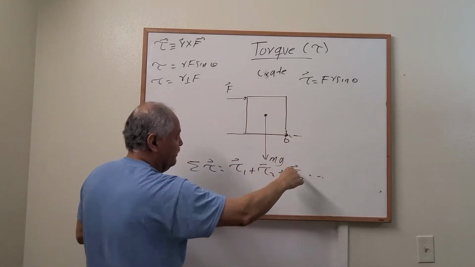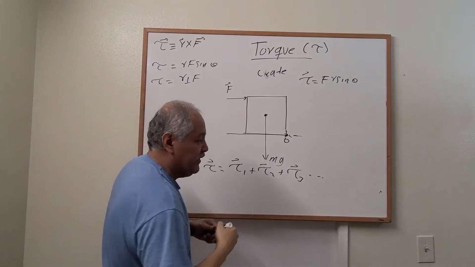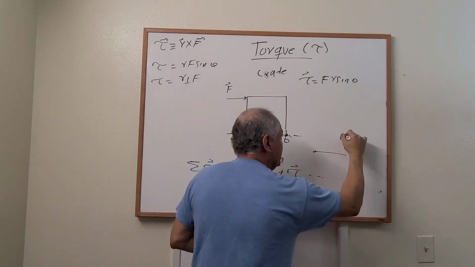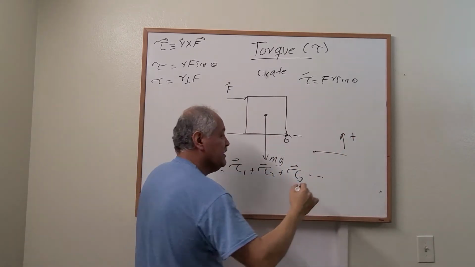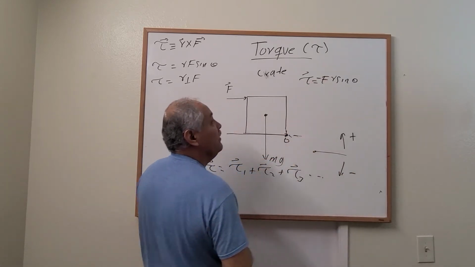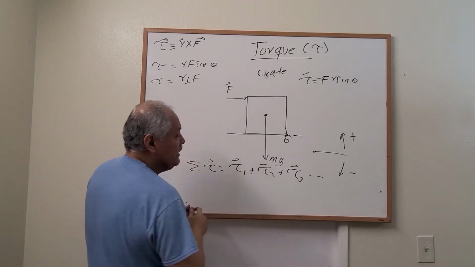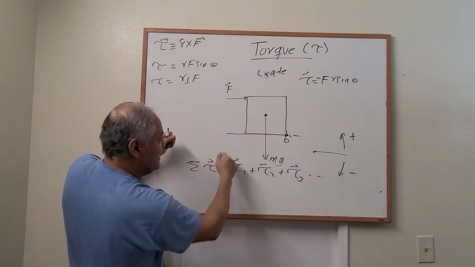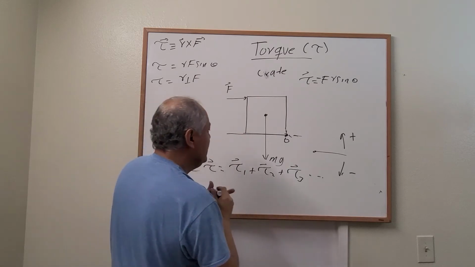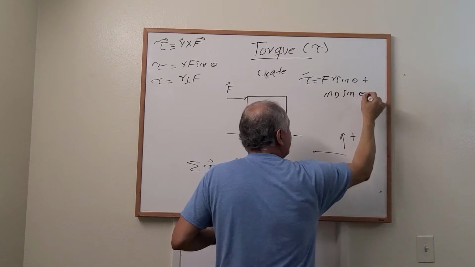Well, the torque is going to be right in this way. In which direction is that? Negative. Remember, the convention is that counterclockwise is positive and clockwise is negative. So this component is going to be negative F r sine theta. What about this force? This force produces a torque in this direction, so it's going to be positive, plus mg r sine theta.